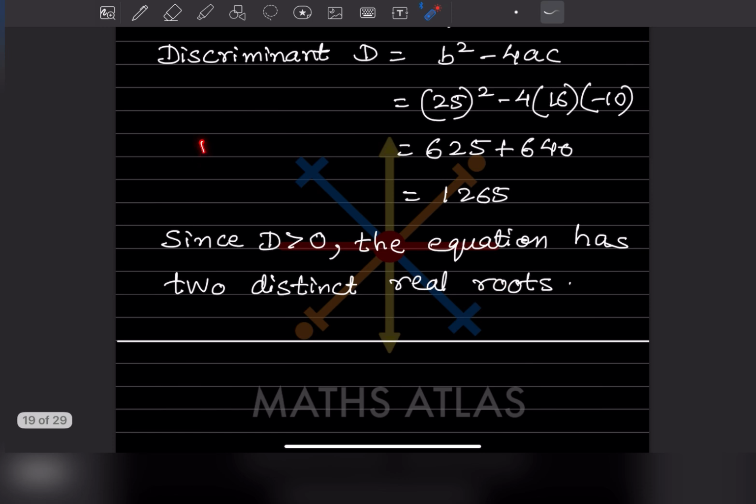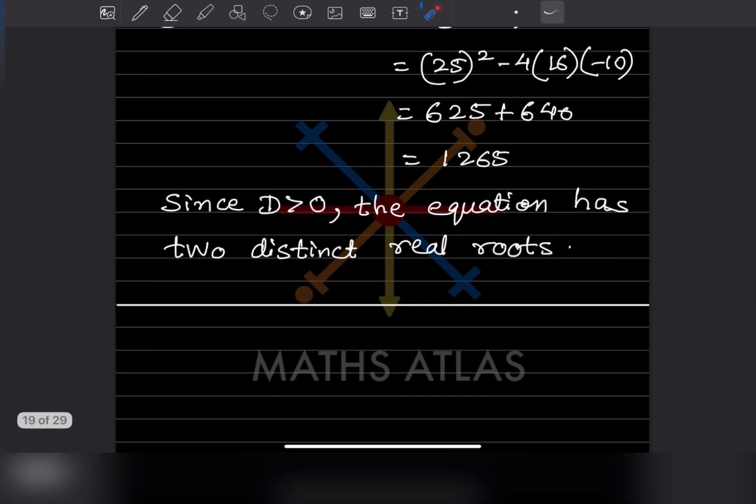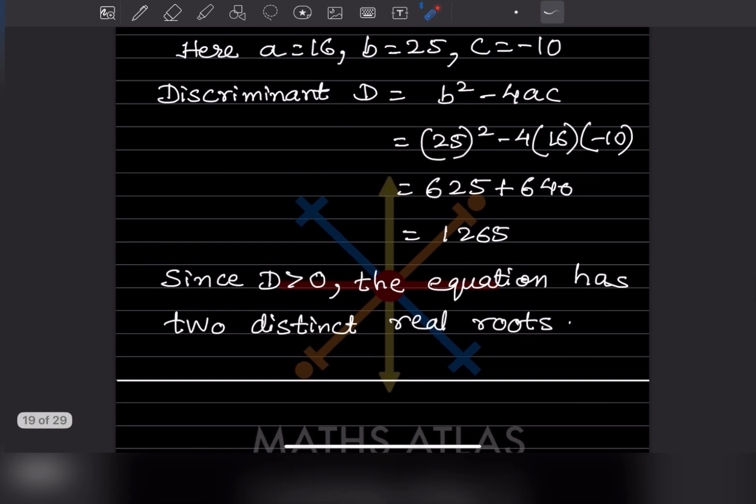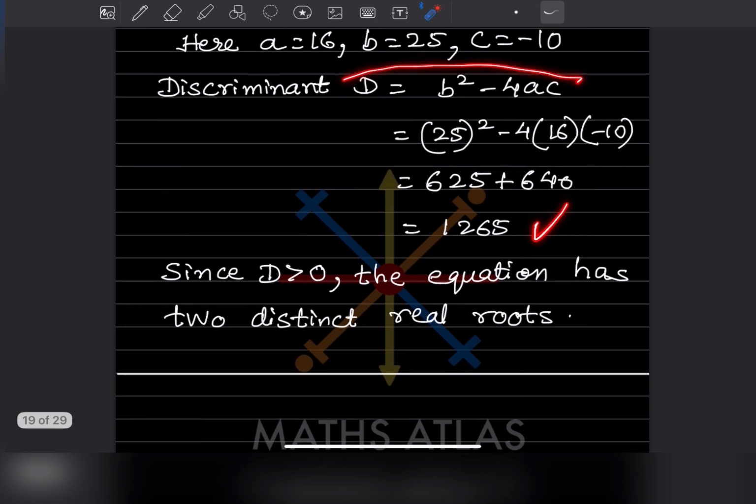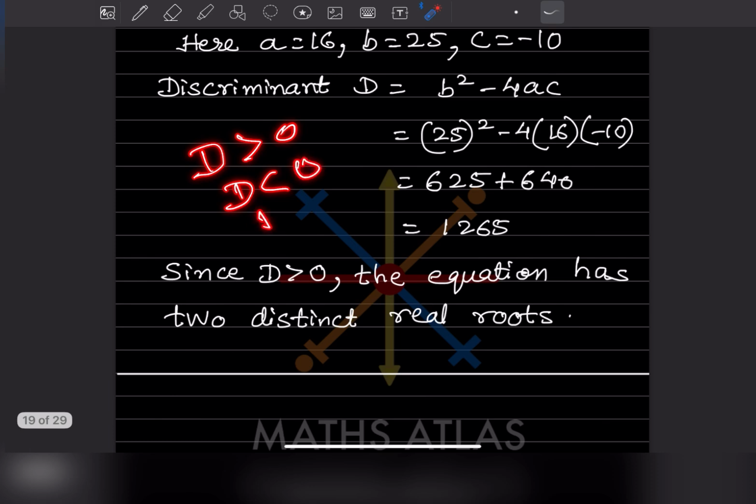You have to learn by heart what the nature is wherever D is greater than 0, less than 0 and equal to 0. With that, the calculations are very easy. Once you know the discriminant, just plug in the values and you get a value, but then you have to see whether it's a real root or not with the help of these 3 types.